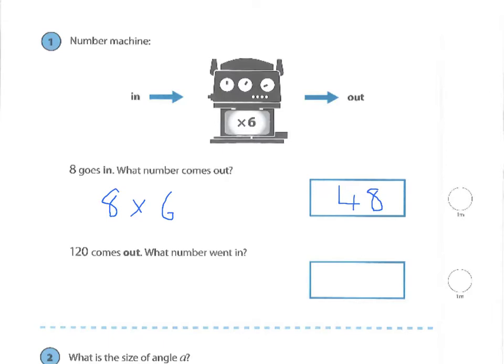Now for the second part, it says 120 comes out. So what number went in? Well, if we go backwards through a number machine, we always have to do the inverse or opposite operation. So what we would need to do here is not times 6, but we would need to do 120 divided by 6. And the answer then would be 20.